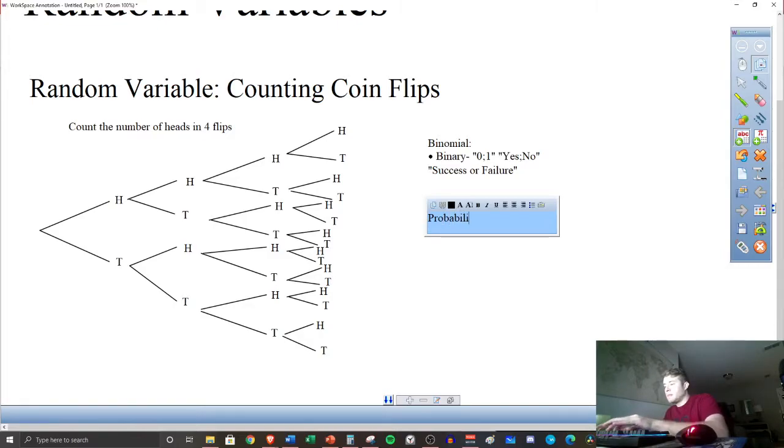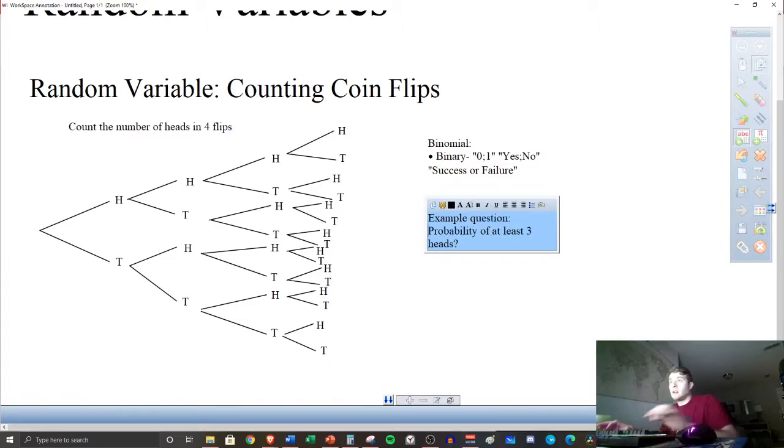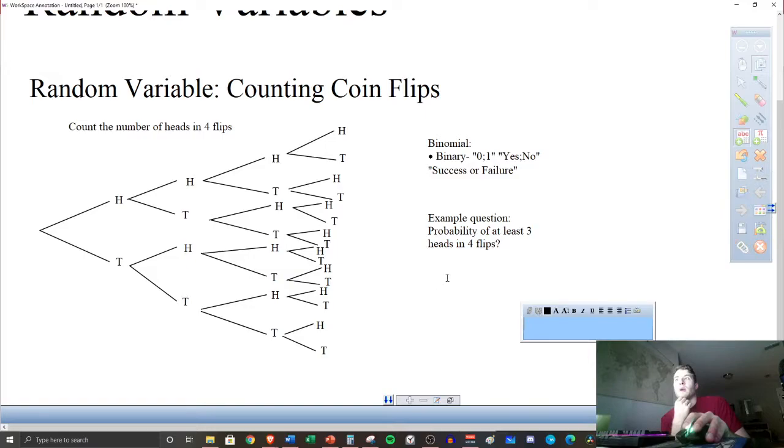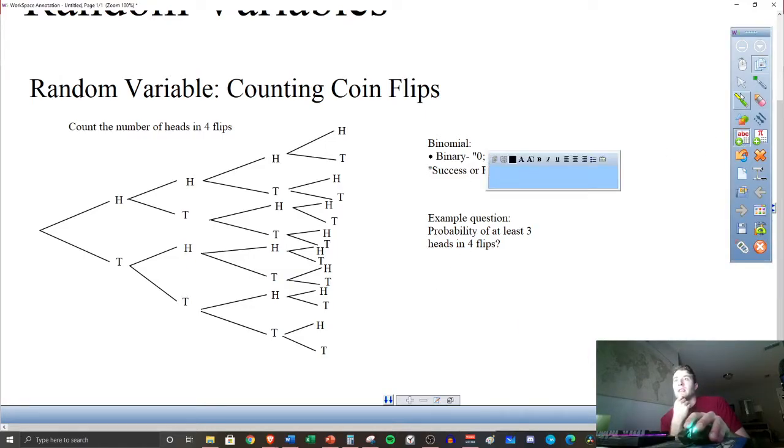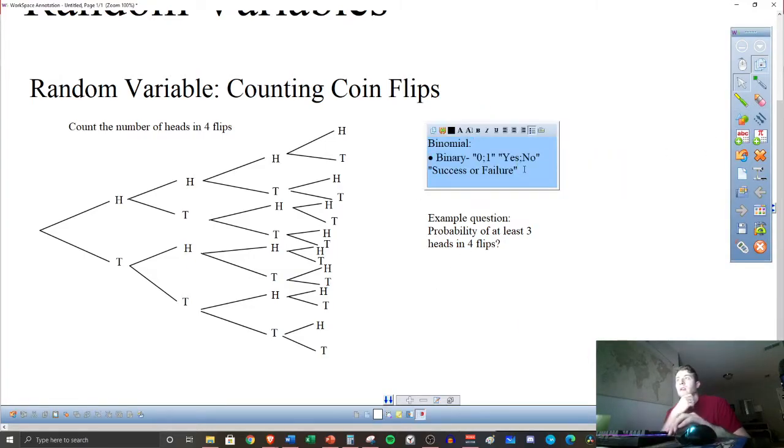Probability of at least 3 heads. And we could find that. We're not going to compute it right now. We're just going to put an example question. Probability of at least 3 heads, and we also need to put the number of trials, in 4 flips. That's important as well. Going back up to this, trials are fixed in advance.